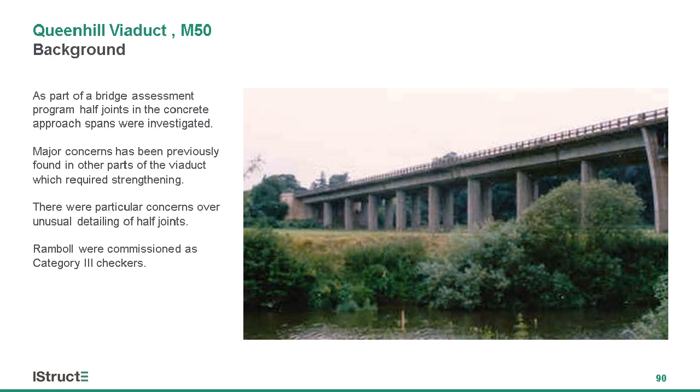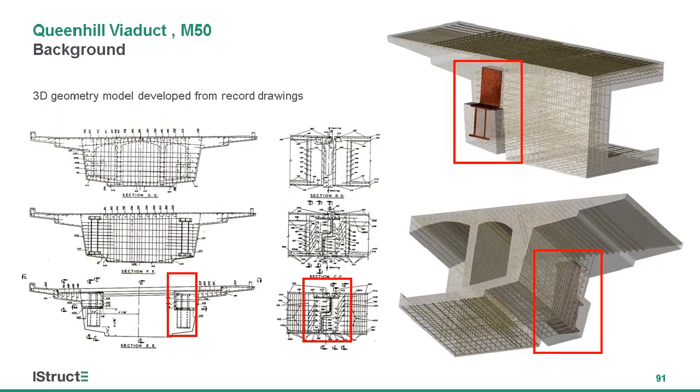And there were major concerns as other parts of this structure had serious defects, which in fact resulted in the motorway being closed for a short period of time whilst repairs were organised. We were, as I say, commissioned to do the independent check on this a long time ago. So this is just to explain what that half joint looks like.